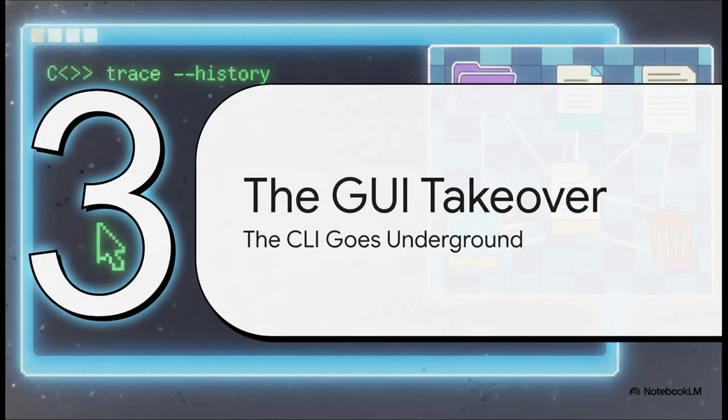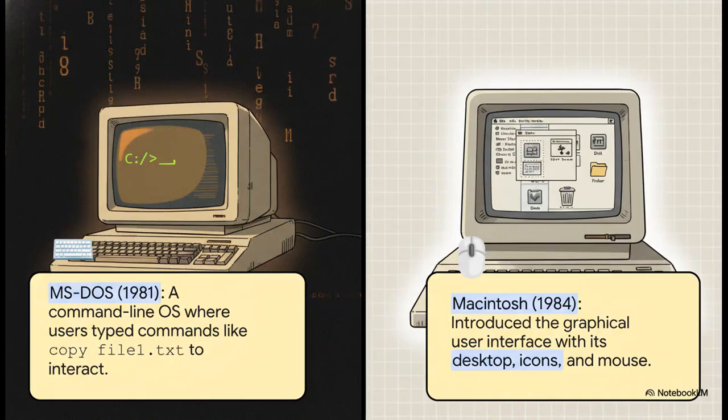The command line was definitely the language of power users, but then the 1980s came along and a completely different way of talking to computers started to take over. And this new way, well, it appealed to everyone. So on one side, you had MS-DOS, the pure command line operating system that brought computing to millions of desks. But on the other side, you had the Apple Macintosh, and it introduced the graphical user interface with its desktop, icons, and mouse to the mainstream. The age of pointing and clicking had officially begun.